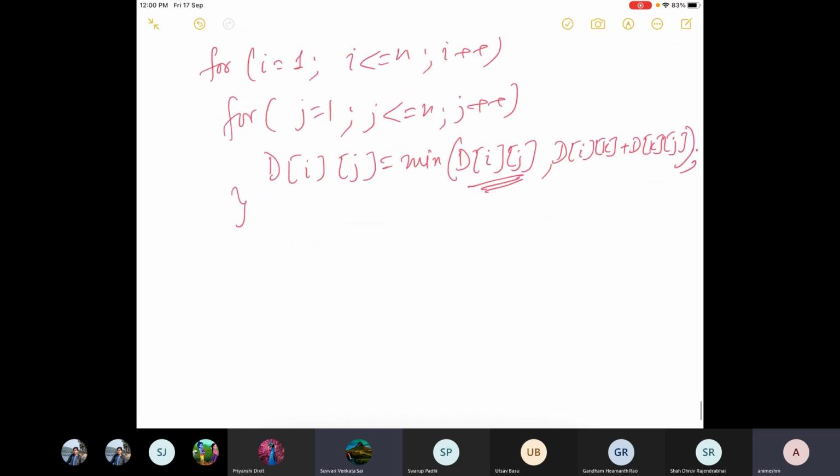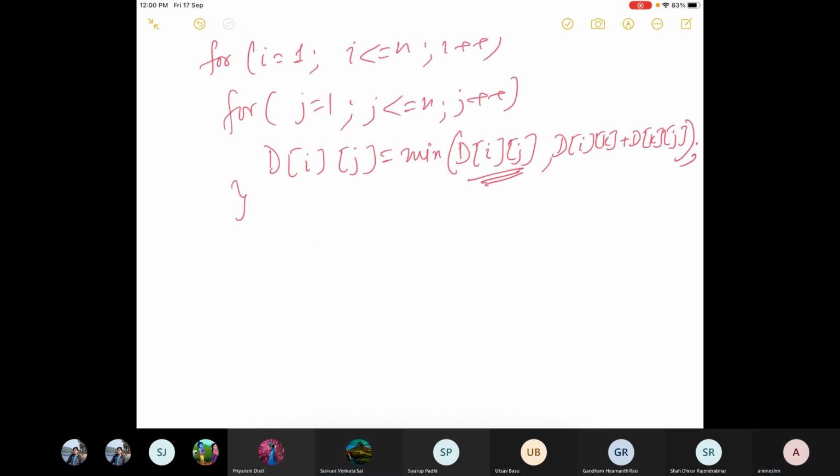Now, is it done? Is the problem solved? Or is something left? The answer is left. The shortest path matrix is created, but we have one more task left. What is that? Finding the minimum value. Yes, the minimum value is done.